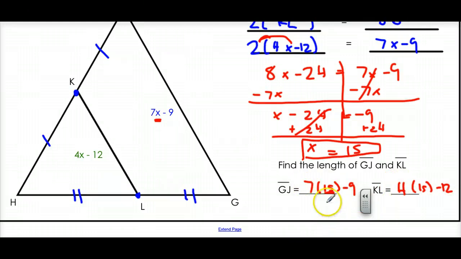Well, 7 times 15 would be, let's see, 70, 105. So 105 minus 9 is 96. All right. KL, 4 times 15, 60 minus 12 is 48. So KL is equal to 48 and GJ is equal to 96. Does that make sense? Yeah, our midsegment is half the length of our base.